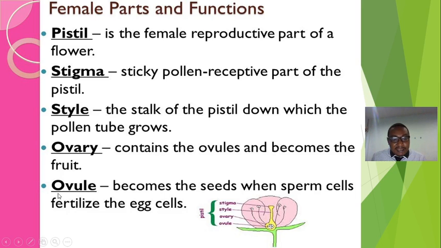Number 4 is the ovule. Again, ovule. Now, the ovule usually becomes the seeds when the sperm cells fertilize the egg cells. This is the one that usually becomes the seeds after the sperm cells have finished fertilizing the egg cells. It becomes the seed.